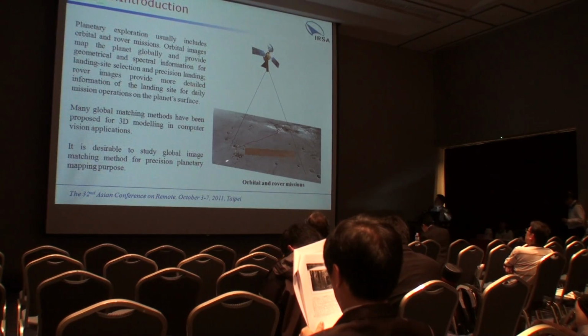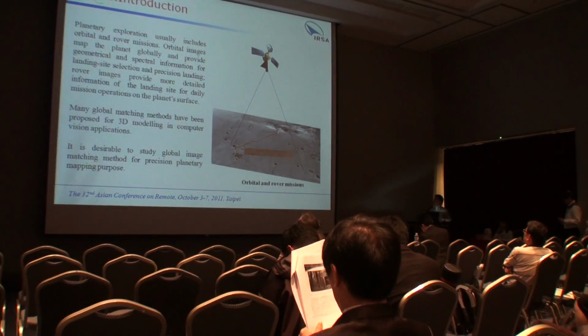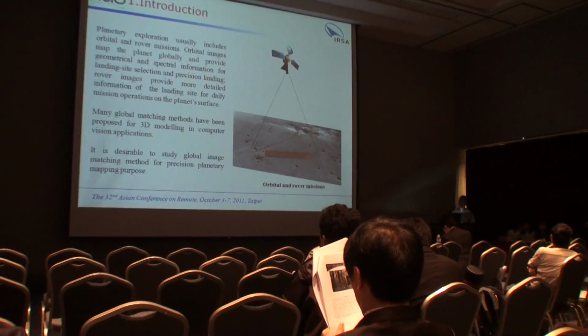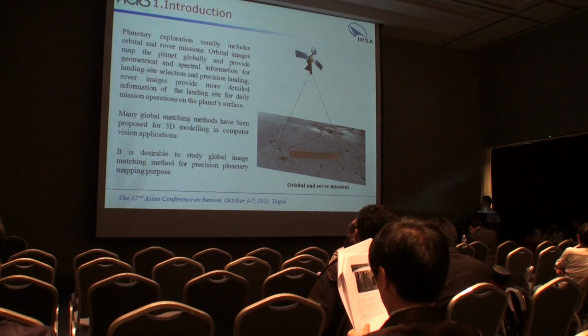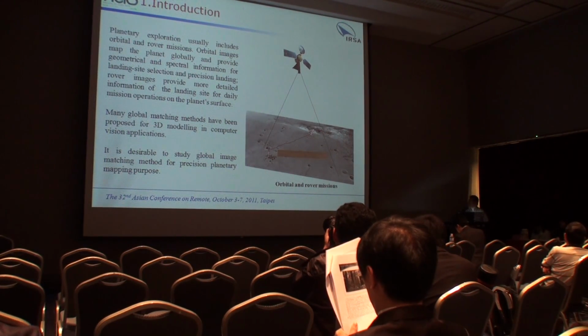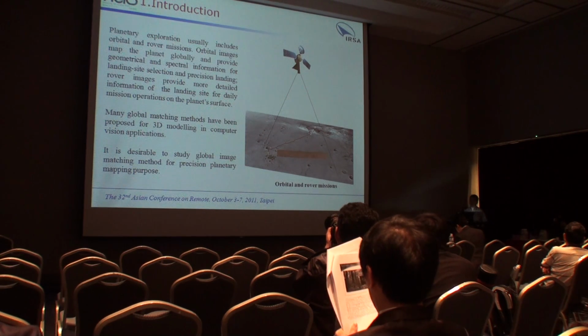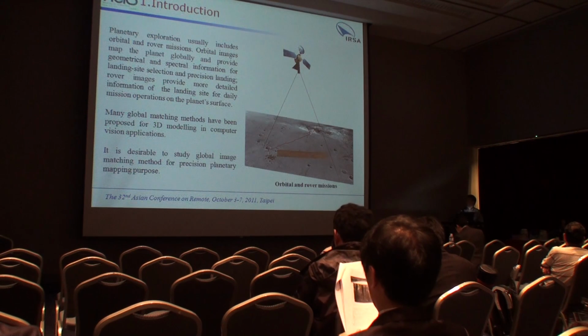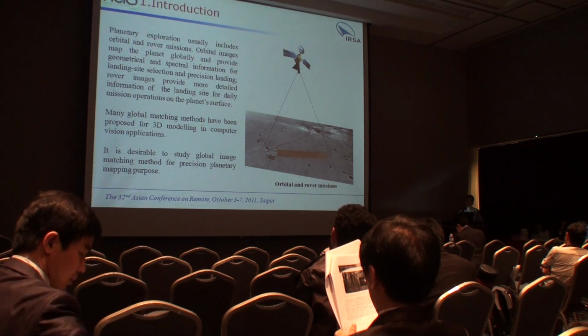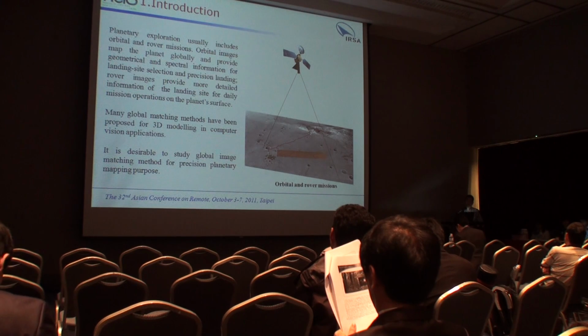For example, this is the Mars rover Spirit. We have two kinds of images, orbital image and ground stereo images. As you know, in order to do science and engineering, we need a 3D model of the terrain, just like we did on Earth. So we wanted to build a 3D model from these orbital and ground images. 3D mapping heavily depends on the image matching technologies.